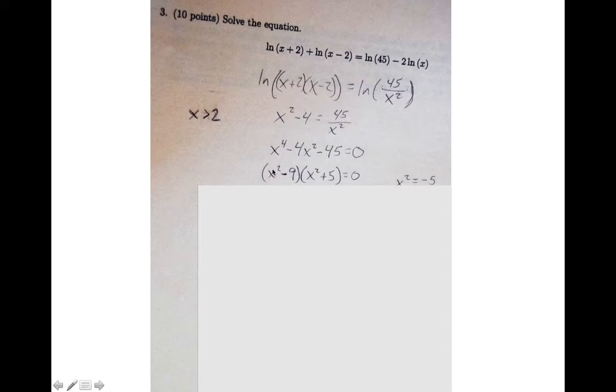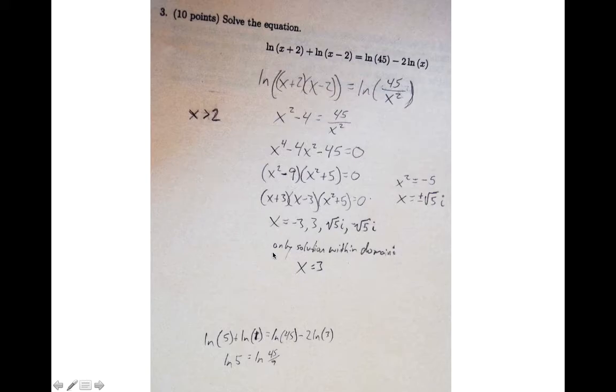Just now I have an x squared term, so x squared minus 9, and x squared plus 5. And then note this is a difference of squares that can be factored a little more. So I have my x plus 3, x minus 3, and my x squared plus 5. So I get all of these zeros, but the only one that fits into my domain is the 3. So I only have one solution that's a real value within my acceptable domain.